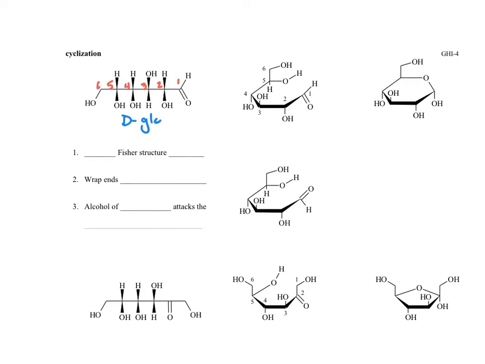Normally we look at it vertically in the Fischer structure, but in order to cyclize a sugar, the first thing we're going to do is take it and rotate it down 90 degrees. So let's do that. Let's rotate the Fischer structure 90 degrees clockwise. At that point, we're done with the first of 3 steps to cyclize glucose in this case. The next step is to wrap the ends away from us.